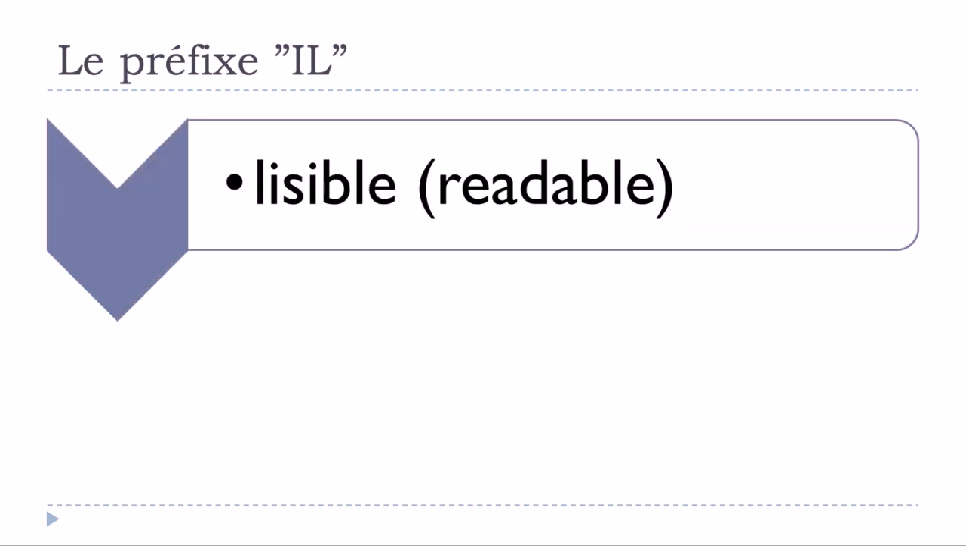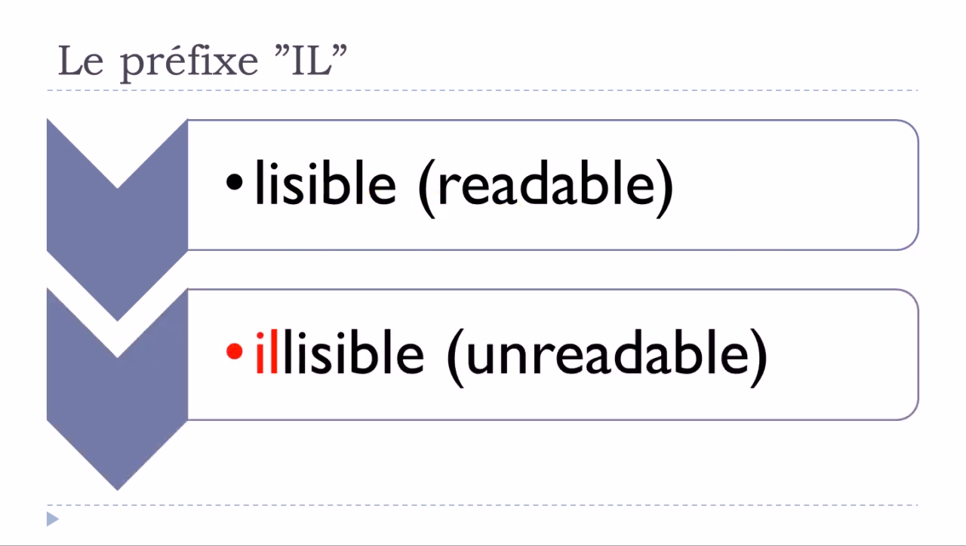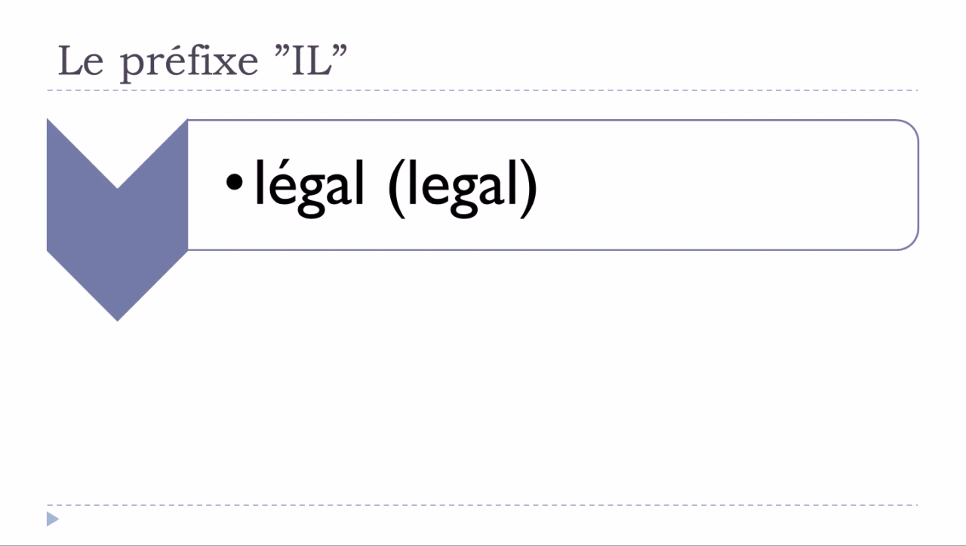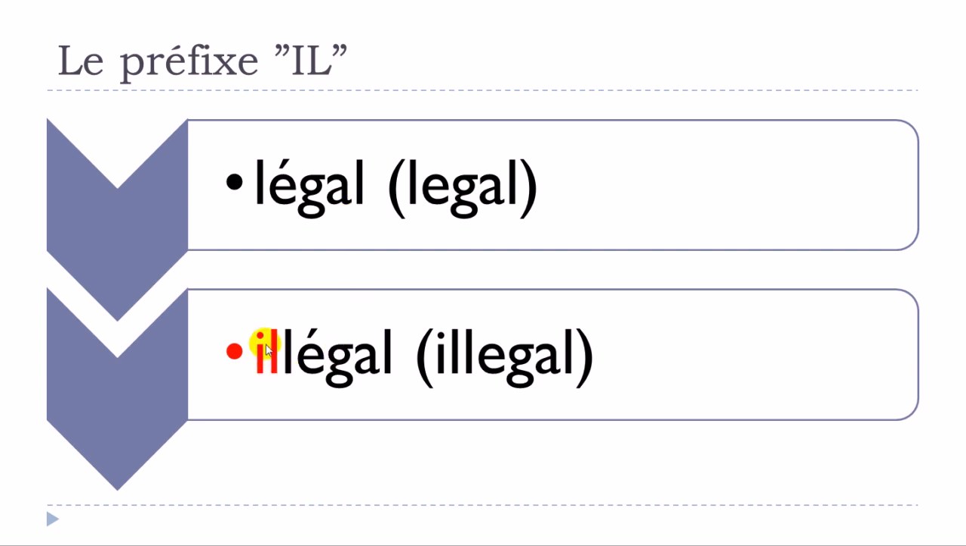Second example, lisible, okay, lisible, and then same idea, you just add this il in front, and then you get illisible, illisible, and the last one, légal, okay, légal, exactly the same concept, you just add this il in front of légal, and you get illégal. Okay, so of course you understood that we add this il here because the original word is starting with L. Okay, so that's the reason why you will have this I and then L.